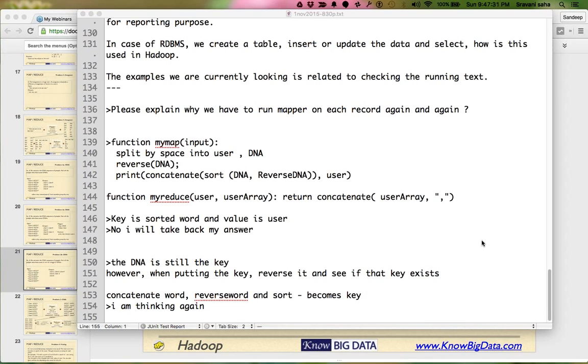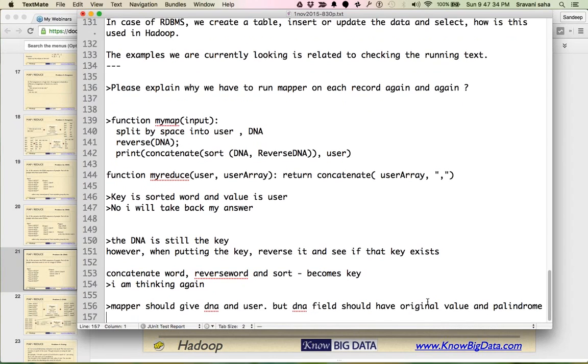Ganpati is saying mapper should give DNA and the user, but DNA field should have original value and the palindrome. All right. Looks very interesting. Could you give an example, please? I need to understand this.